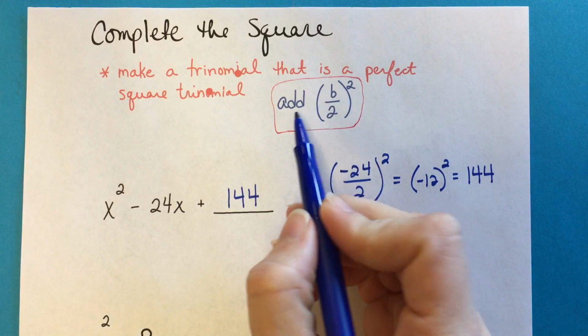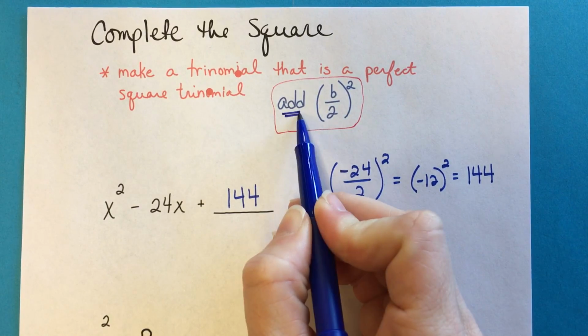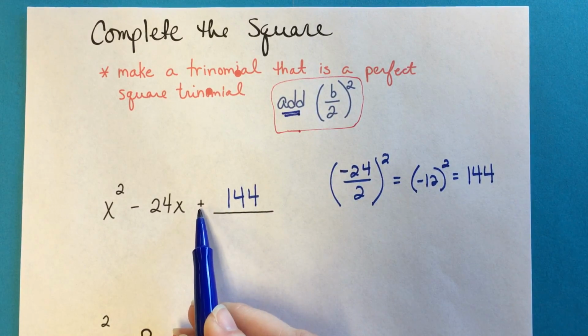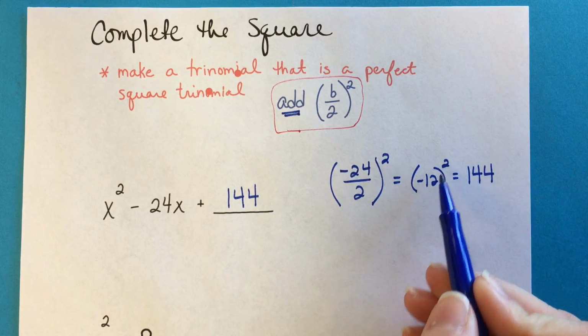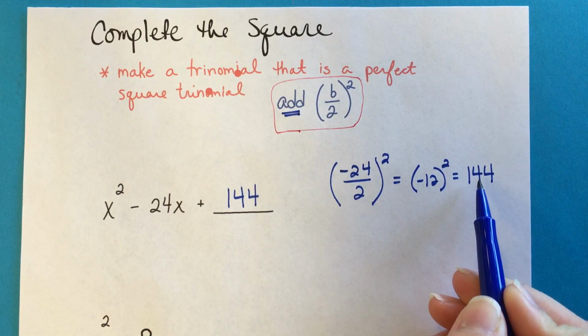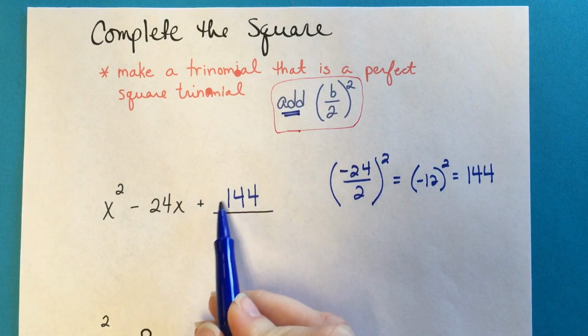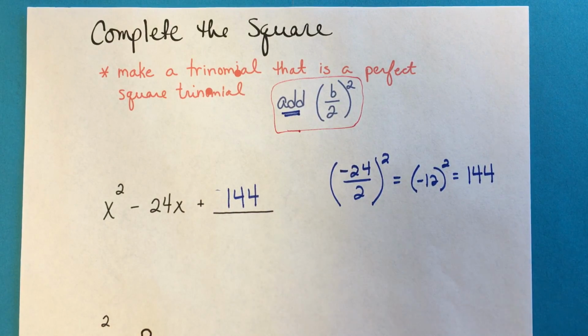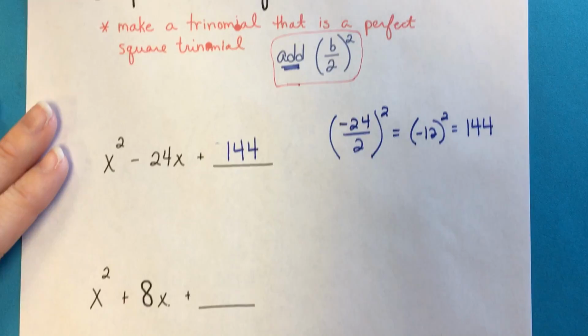Now, I went ahead back up here with the formula, and I've got the word add. This is always going to be addition, because when you square something, it's always going to come out to be positive. So therefore, this is always addition. Okay, let's look at another one.